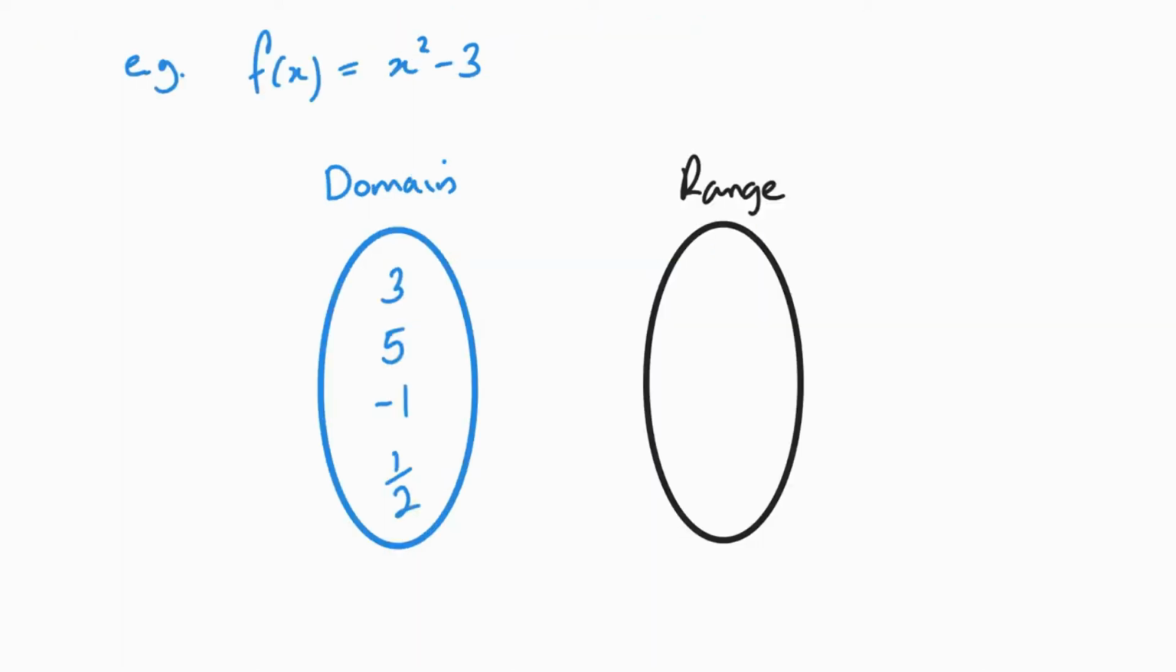Now, if I have a function like this, as I was saying before, it will map my domain to my range. Looking at this one, if I have a domain where one of my values is 3, then I'm putting 3 into my f of x. So this would be 3 squared minus 3, which is 6 for my y value. This is part of my range.